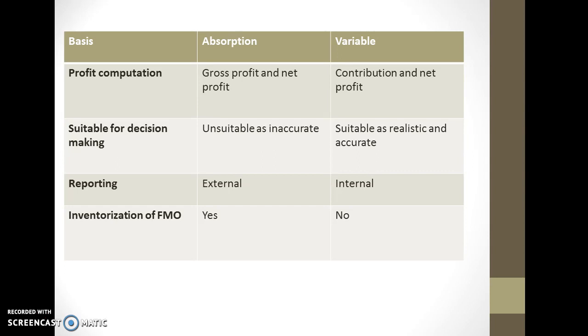So, for decision making, absorption costing, based upon all the demerits we have listed above, is unsuitable as it is inaccurate. Variable costing is suitable for decision making because it is more realistic and accurate. Reporting wise, absorption costing is generally reported to external users. Variable costing is reported to the internal users, that is, management.